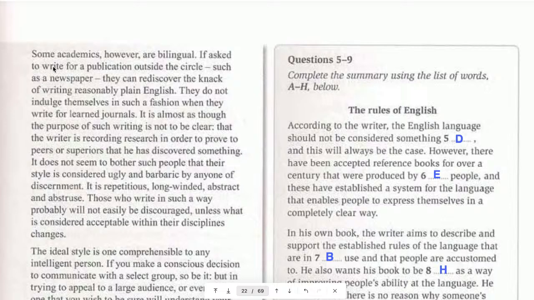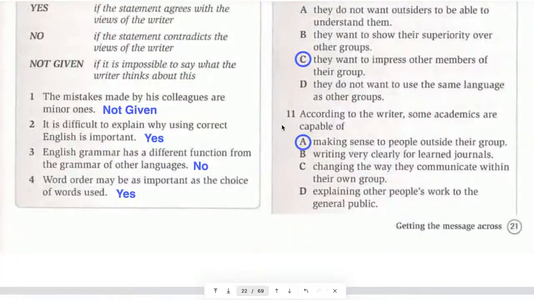Alright? So based on this, the writer means that some academics, yes, definitely they can do that. Some academics can write something very simple and make sure that everyone can understand. Yeah? So that's why the answer for question number 11 is A. So some academics are capable of making sense to people outside their group. That means that they can make sure that people outside their group can understand. Alright?